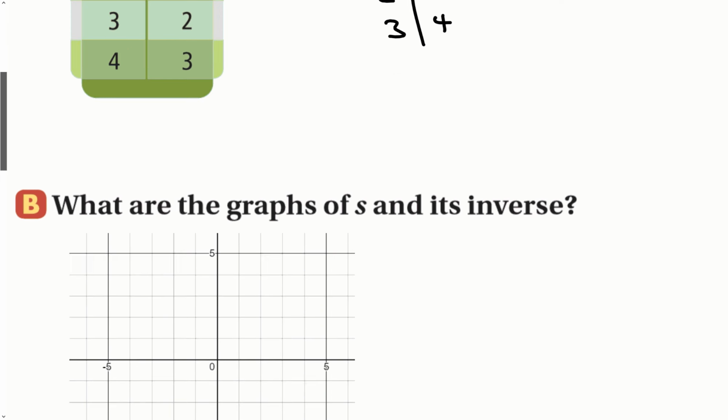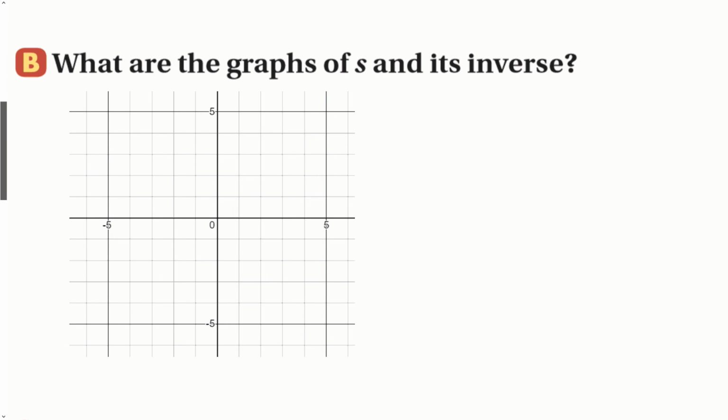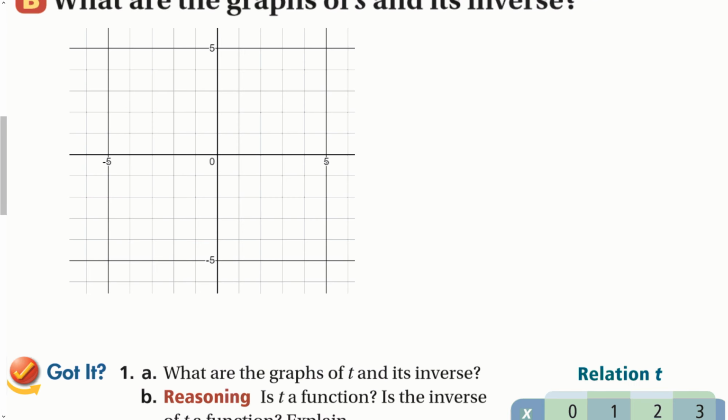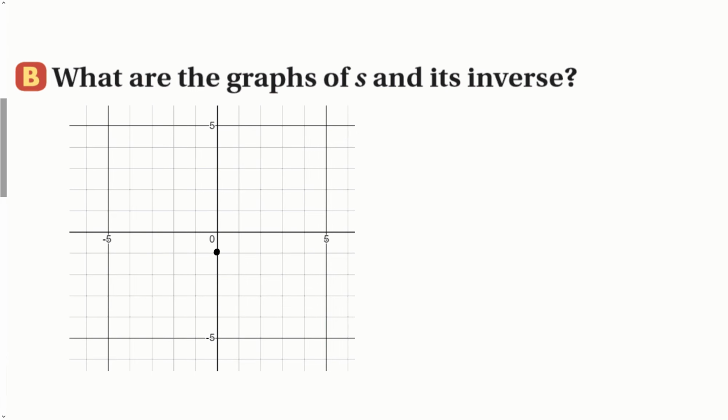Let's take a look at these graphs. The 4 points of my original function were 0, -1, so that's right there. 2, 0, right there. 3, 2, and 4, 3, right there. So that is my relation.